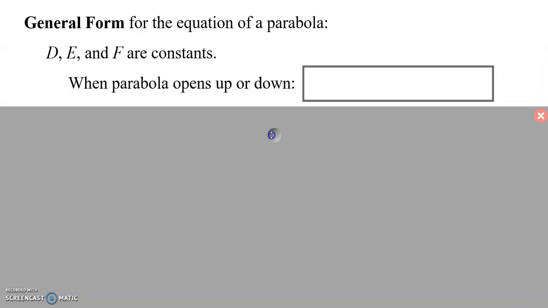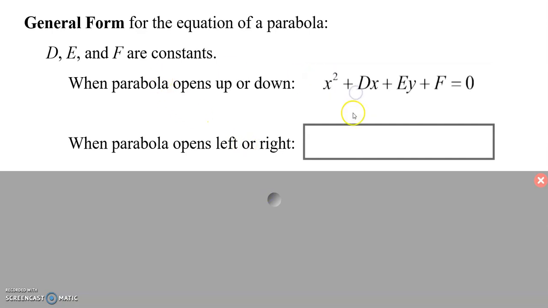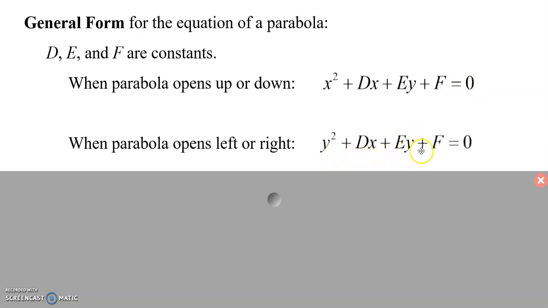So general form for a parabola, there are kind of two different versions here. One of them is x squared plus dx plus ey plus f equals 0, and the other one is y squared plus dx plus ey plus f equals 0. So basically you can see that they're pretty similar after that first term. D, e, and f are all constants.